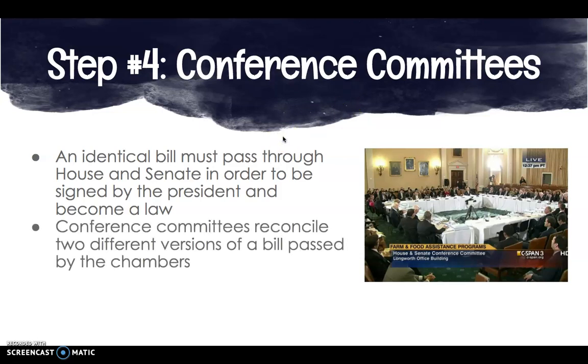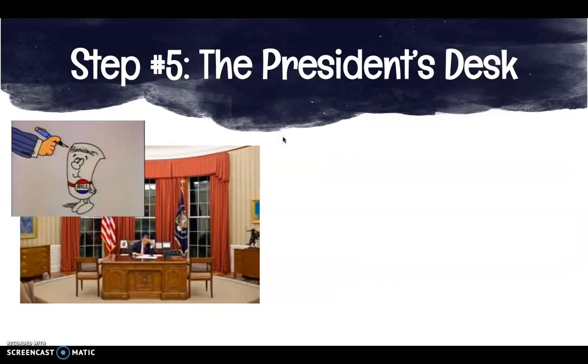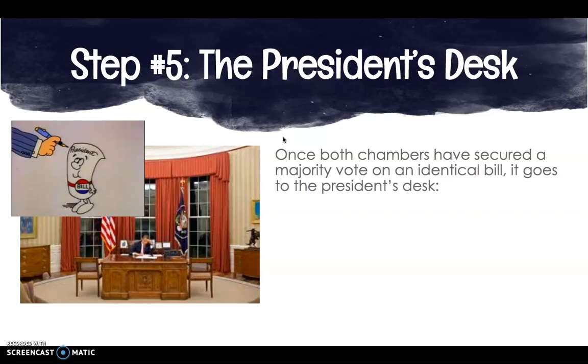So this is where the conference committees step in. Their job is to reconcile the two different versions of a bill passed by the chambers of Congress and come to a compromise. Now, once this is reached, it then must go back through both chambers to be approved. So it has to go back through the House and the Senate. Now, if it receives approval from both chambers of Congress and they've secured a majority vote on that identical bill, it would land on the president's desk.